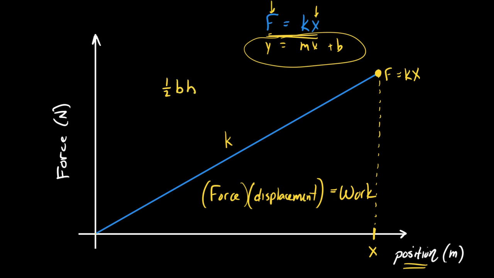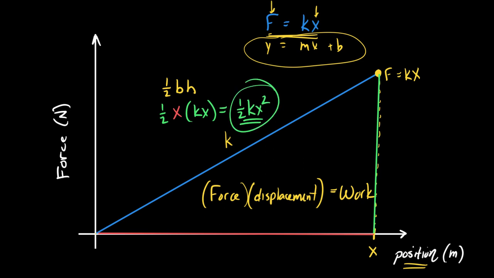So base is x, and the height is kx. Bring out 1/2, so 1/2 kx squared. Does it look familiar to you? So the work done by compressing a spring or pulling out a spring is equal to the potential energy in the spring. All things we would kind of expect to happen.